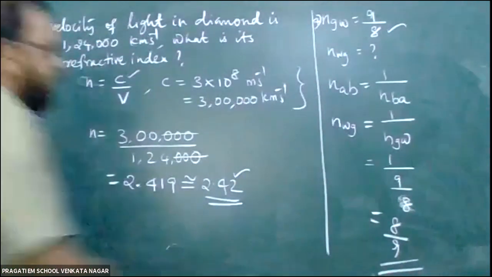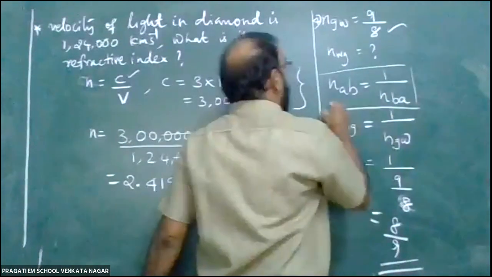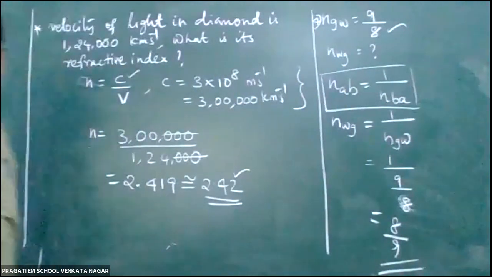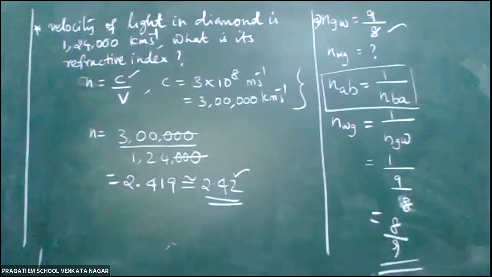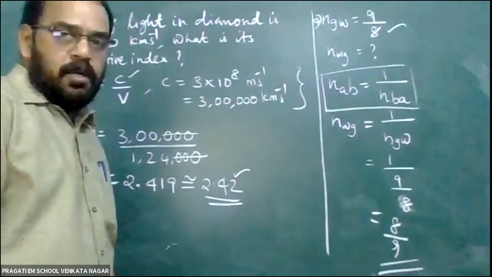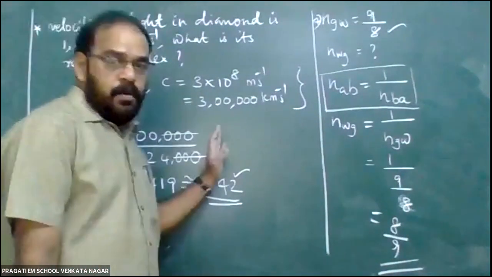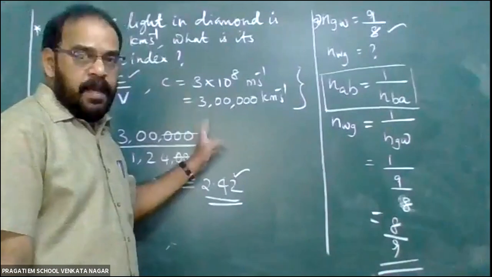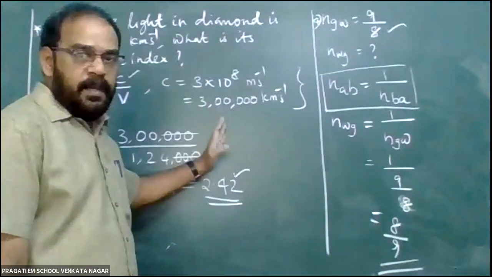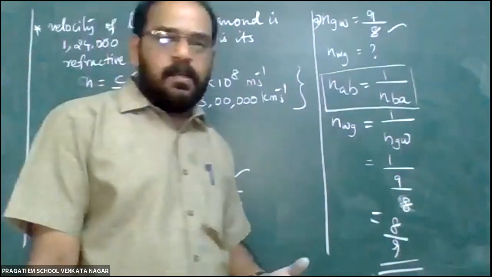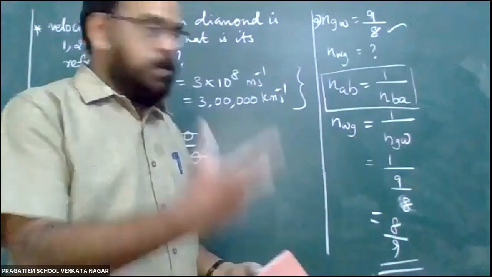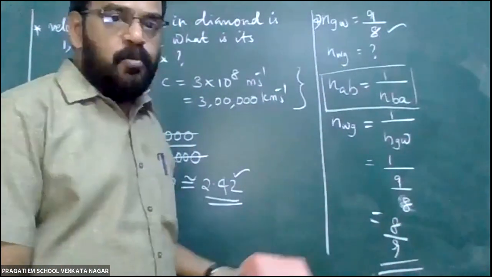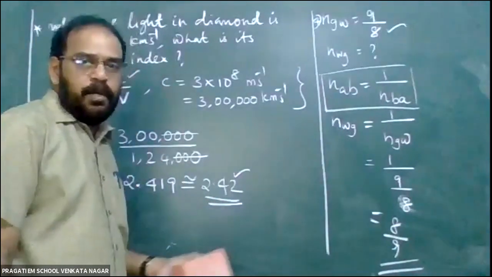So here this is the formula. We use the formula: nAB is equal to 1/nBA, or nBA is equal to 1/nAB. All the formulas we studied in the first class only. So today we studied some constants also, like velocity of light in air, velocity of light in glass, velocity of light in water. Whenever you get free time, write and study all these constants, because we always use them. Very, very important.